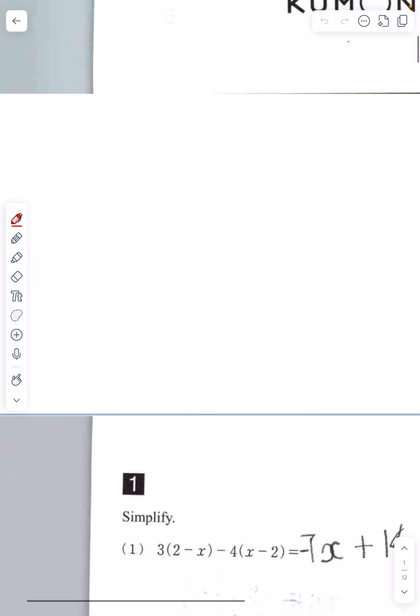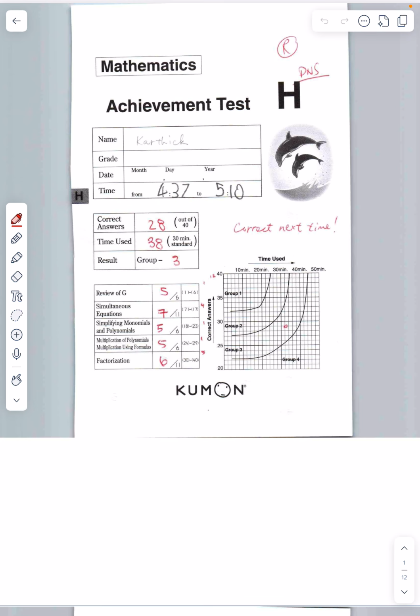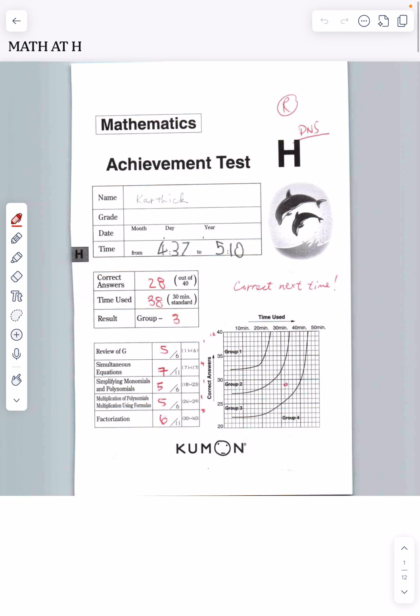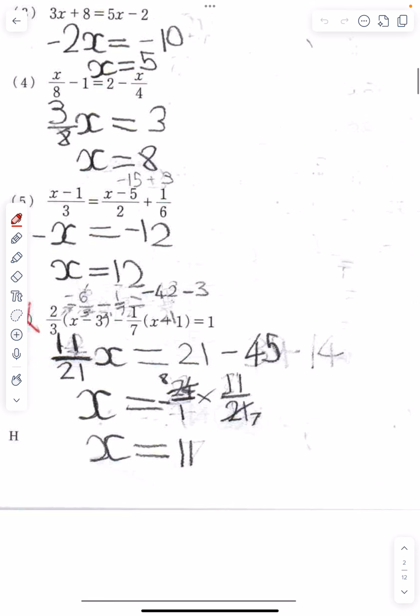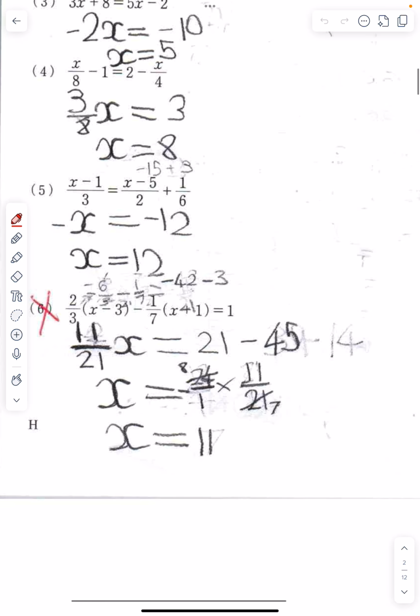In this page over here, we're going to talk about this test. All right, so this is level H test. And the first question we have is 2 over 3 times x minus 3 minus 1 over 7 times x plus 1 equal to 1.